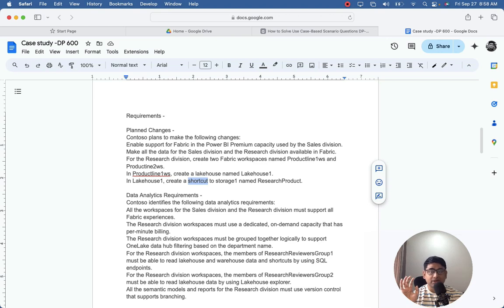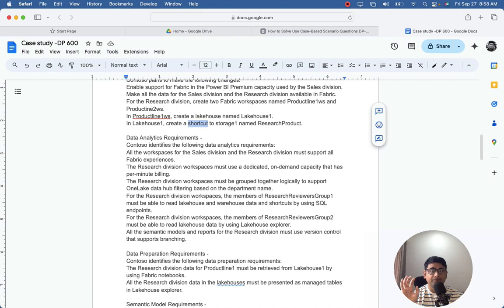Now once the requirement is done, they are coming back to the data analytics requirement, which is Power BI. So they are saying the company identified the following data analytics requirements. All the workspaces for the sales division and research division must support all Fabric experiences. Fine. The research division workspace must use dedicated on-demand capacity that has per minute billing. Okay. So for this dedicated on-demand capacity, you should be aware what it is and how the cost is incurred on this kind of computing power.